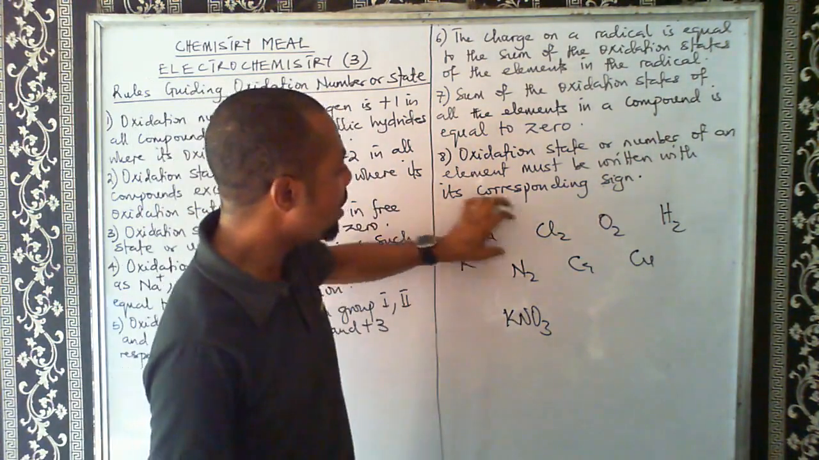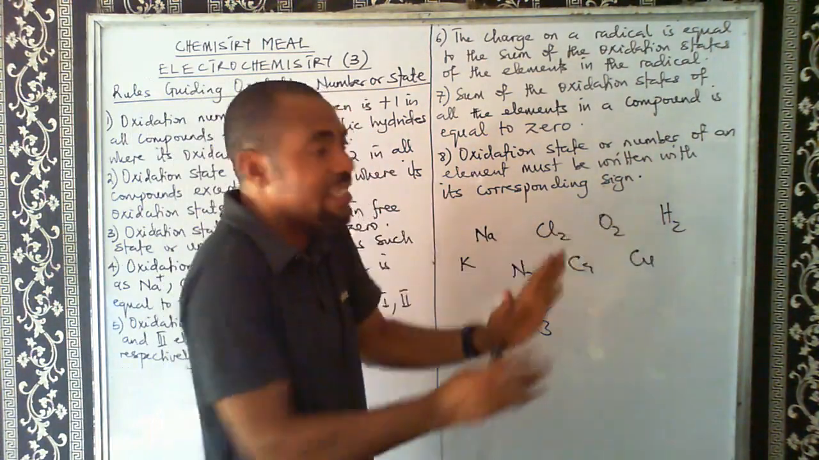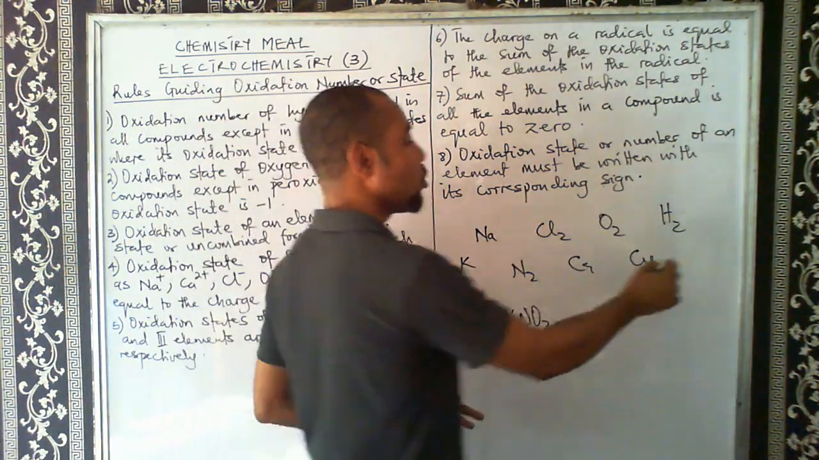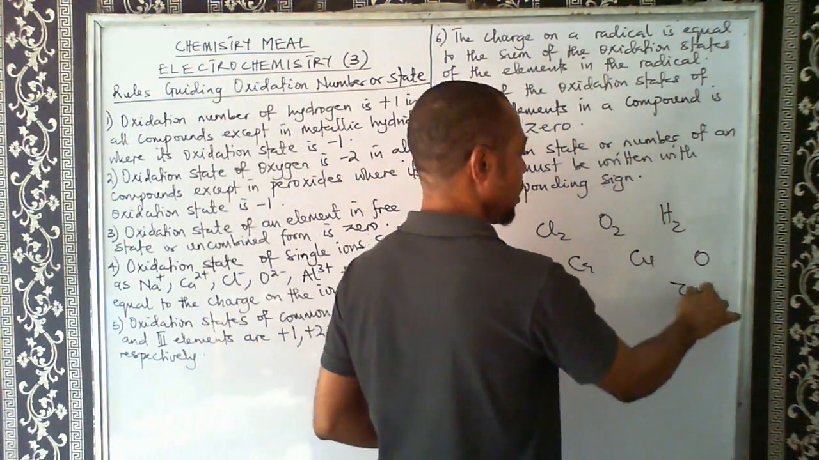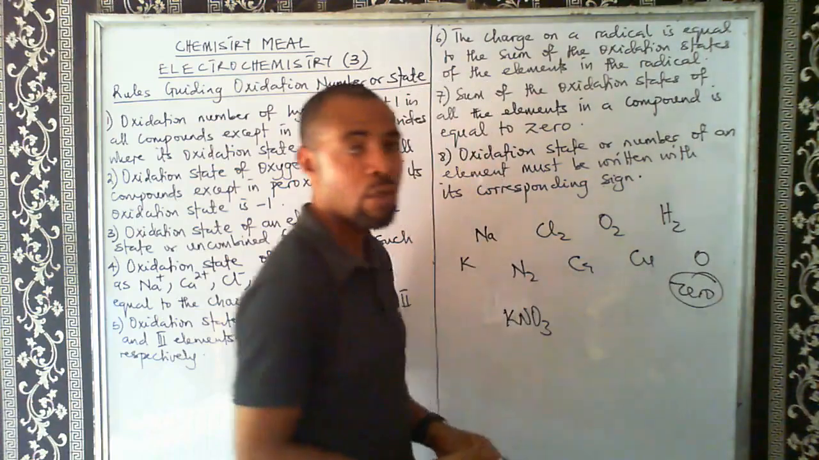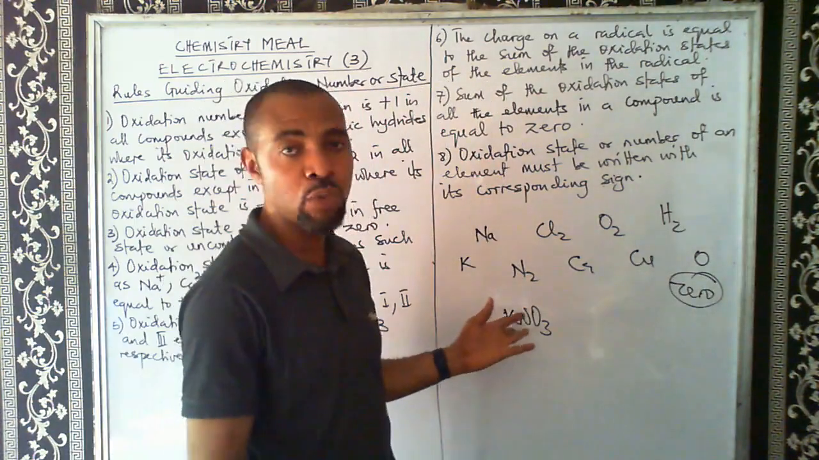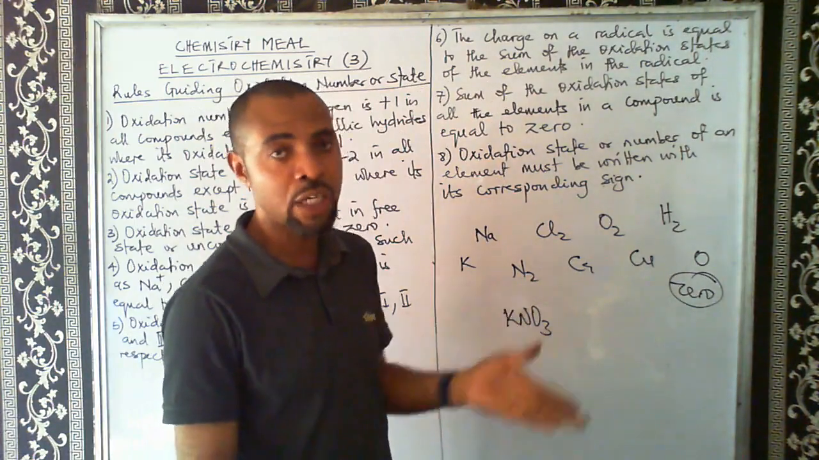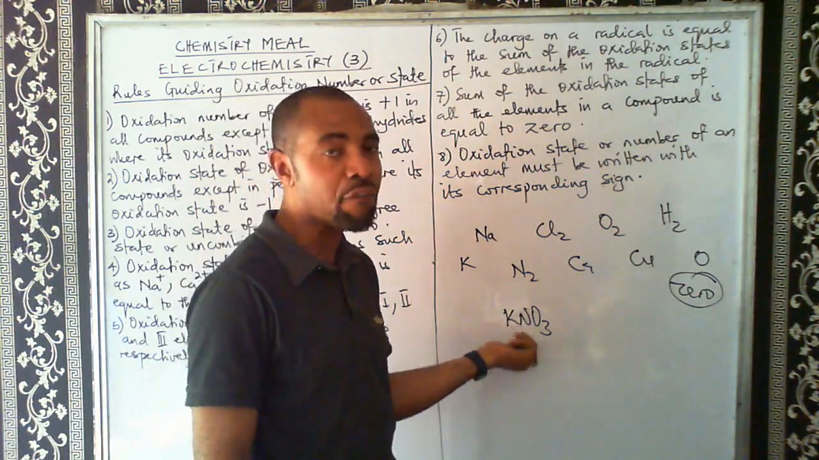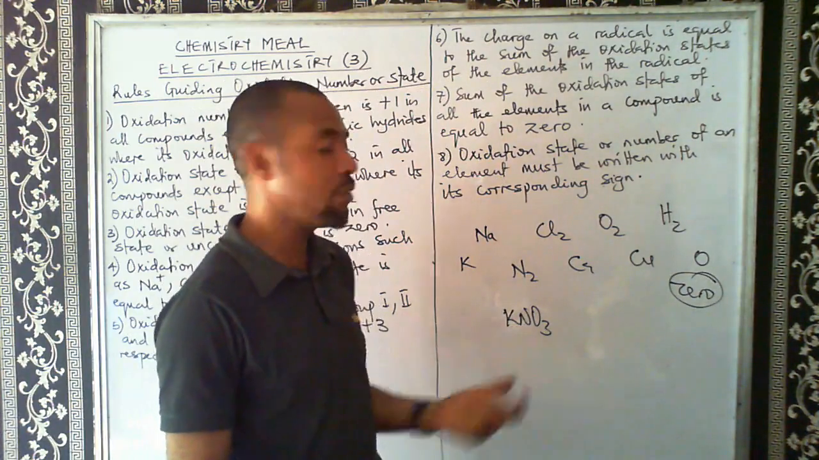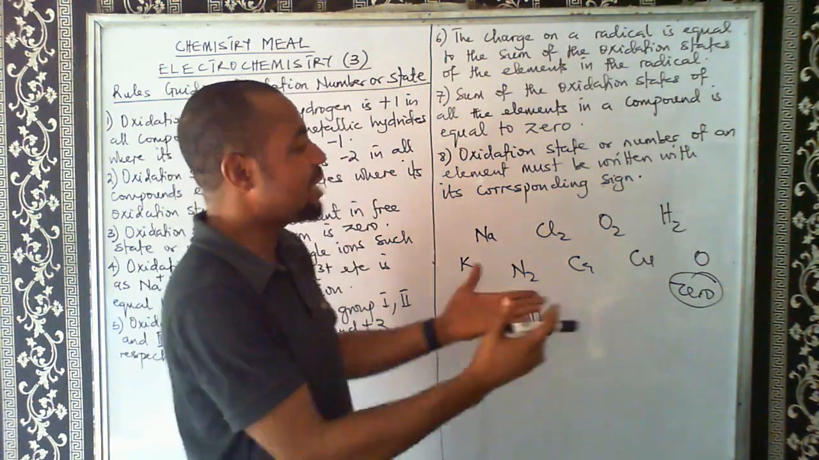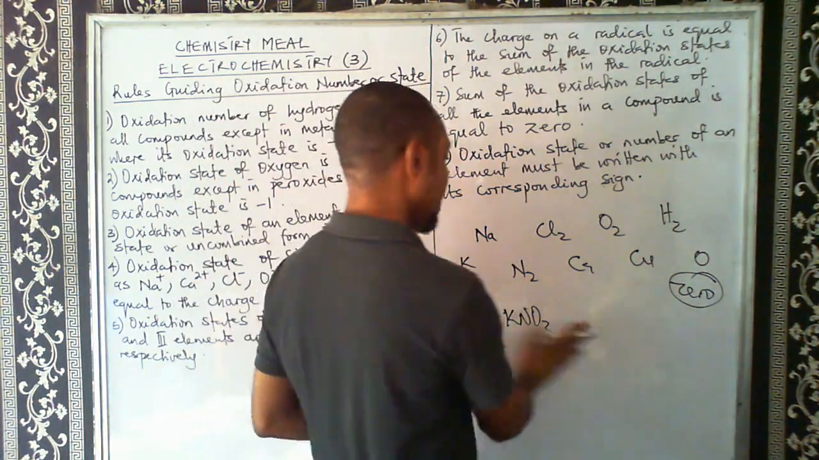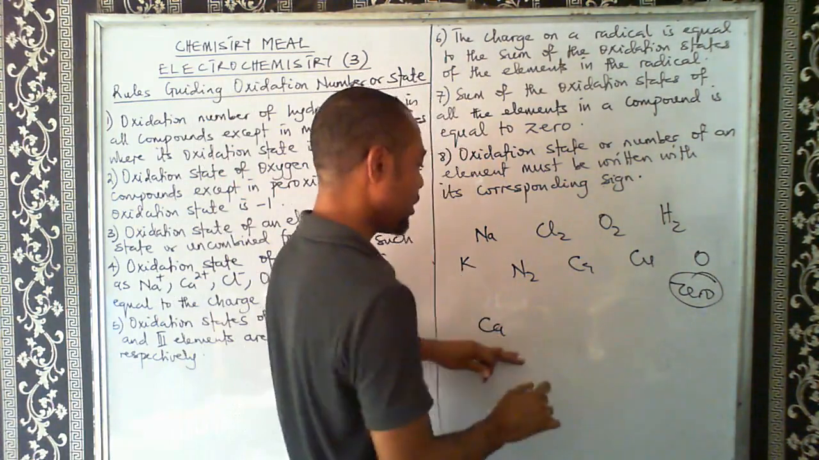So when elements are free, that is, they are existing separately as an atom or as a molecule, their oxidation states will be what? 0. Will be 0. The oxidation state will be 0. But here, the oxidation state of potassium will not be 0. You cannot just say the oxidation state of potassium will be what? 0 here. You can't do that because it's not in free state. Yes, it's not in free state. Now, an element can still stand alone and yet not be in free state. For example, this calcium is standing alone, it's in free state.